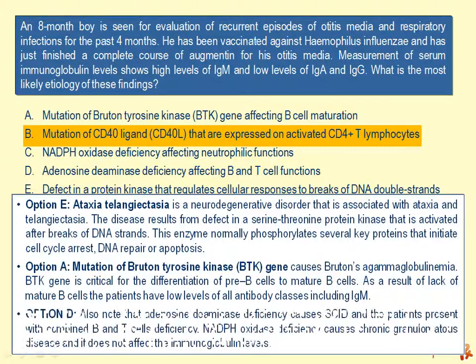Finally, option D, adenosine deaminase deficiency. We have covered this concept in biochemistry. We're going to be covering it later when we cover all immune deficiencies. This defect causes SCID, and the patients present with combined B and T cell deficiencies. NADPH oxidase deficiency, which is option C, causes chronic granulomatous disease, and it does not affect immunoglobulin levels. Again, we're going to be covering all of these conditions in detail later in immunology.